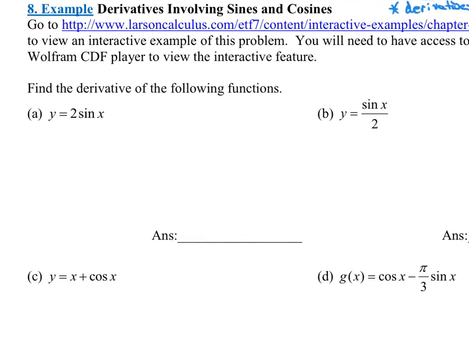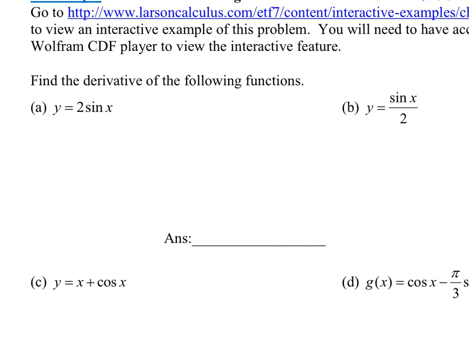So it says, find the derivative of the following function, y equals 2 sine of x. Well, the derivative of this would be y prime, which would be 2 times the derivative of sine of x, which is cosine of x. So the answer would be 2 cosine of x.